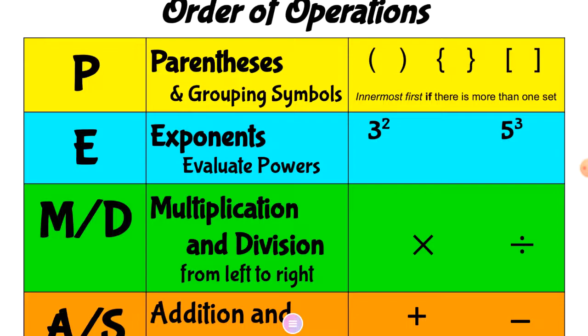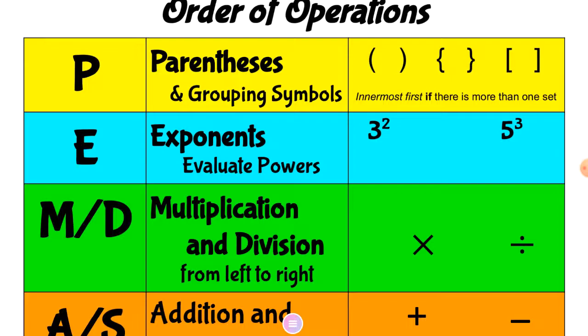Once we get rid of all the grouping symbols, then we move on to exponents. We know what exponents are. We know what exponents look like. But we have to evaluate the powers, meaning solve them. So if we had 3 squared in a problem, what math problem would I do, Sophia? If I had 3 squared in a problem, I would do 3 times 3.